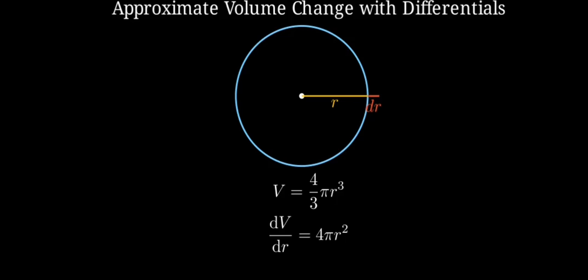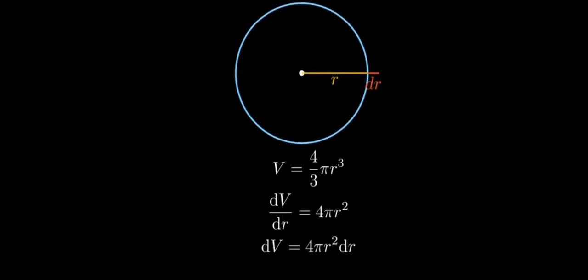The differential dV approximates the change in volume. So we multiply 4 pi r squared by the tiny radius increase dr. This means we are basically using the surface area at radius r as an estimate of how much volume a thin layer of thickness dr adds.